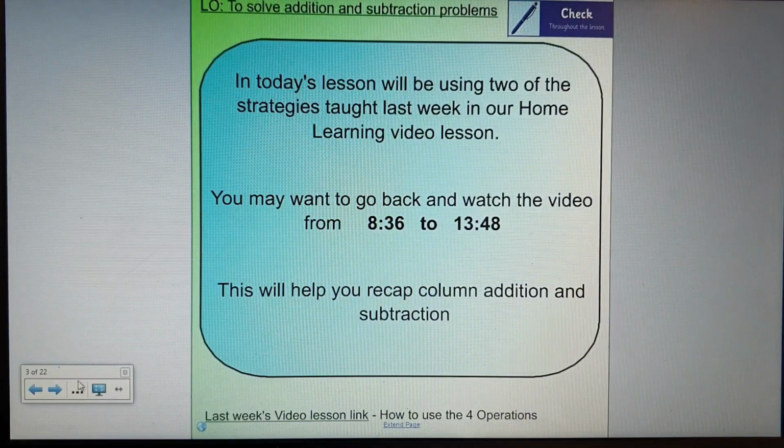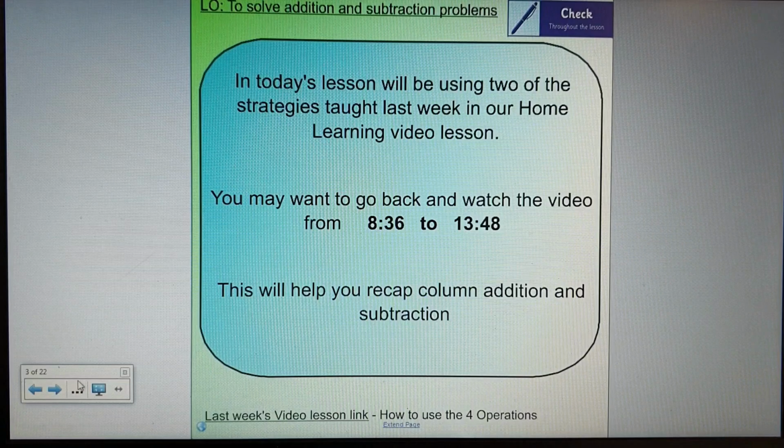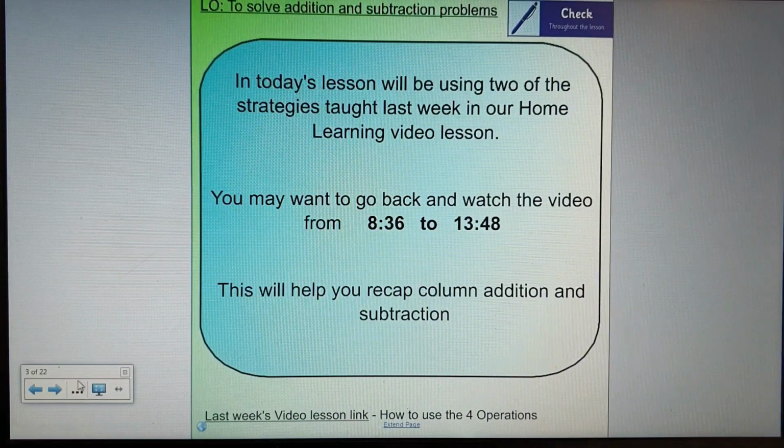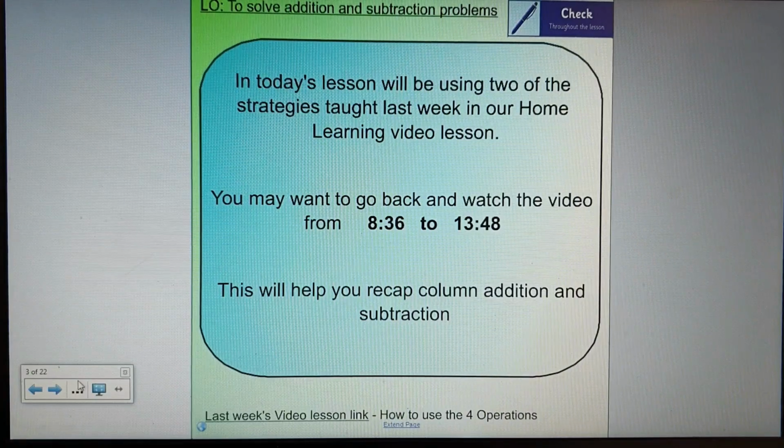In this lesson today, we'll be using two of the strategies that were taught in the home learning video lesson last week. So you may want to go back and watch the video by Mrs. Rofer from about 8 minutes and 36 seconds through to 13 minutes 48, just to refresh and recap the column addition and subtraction methods. If you want to pause the video now, you can go and do that.